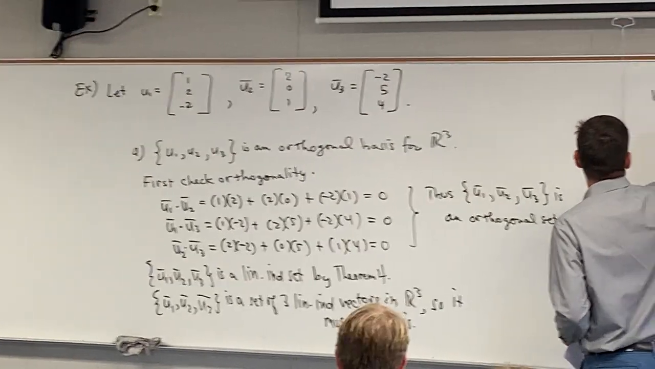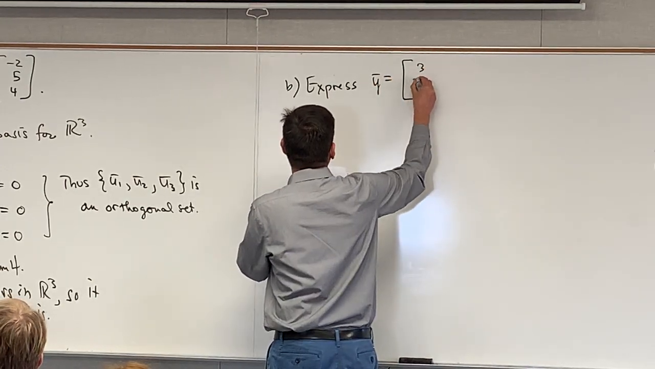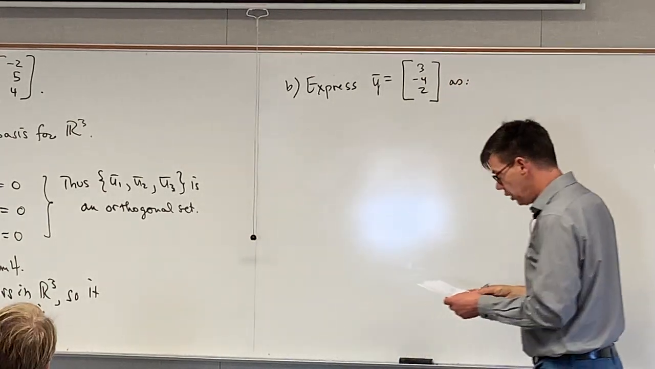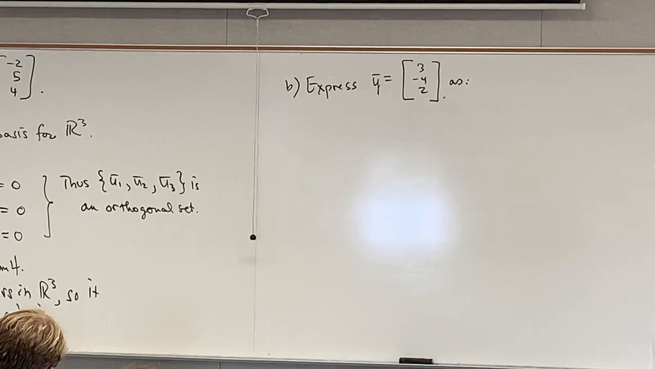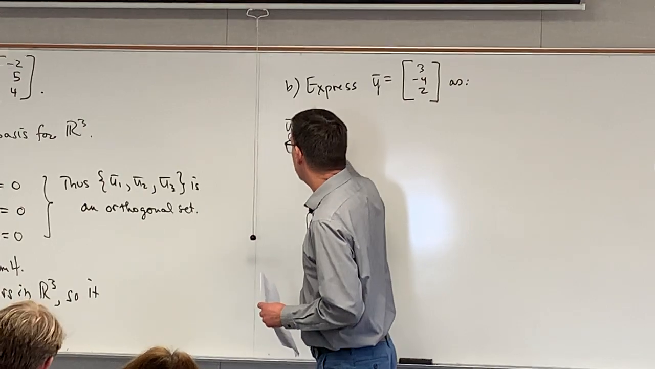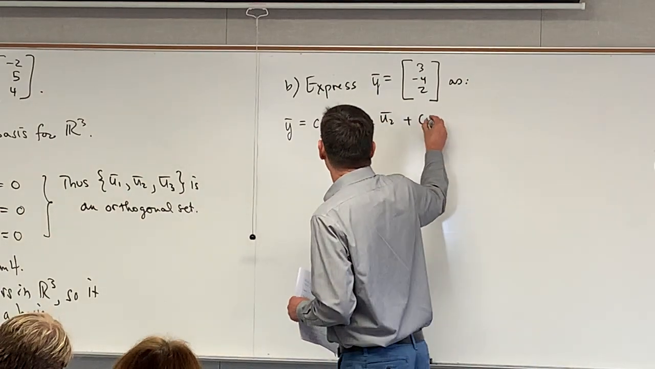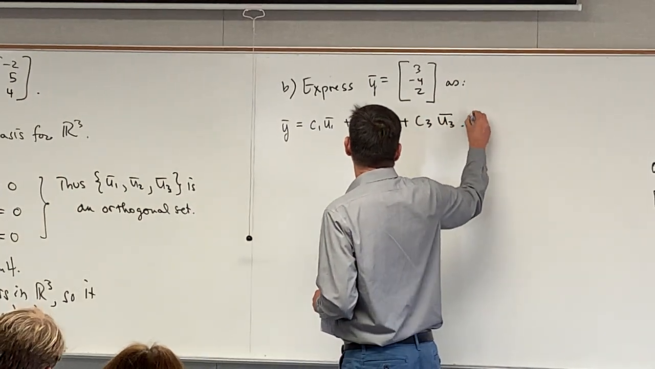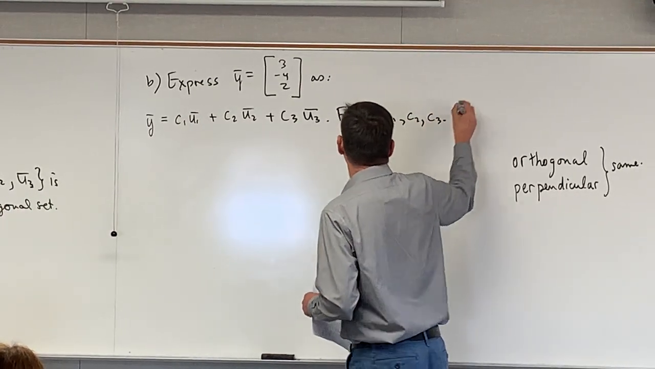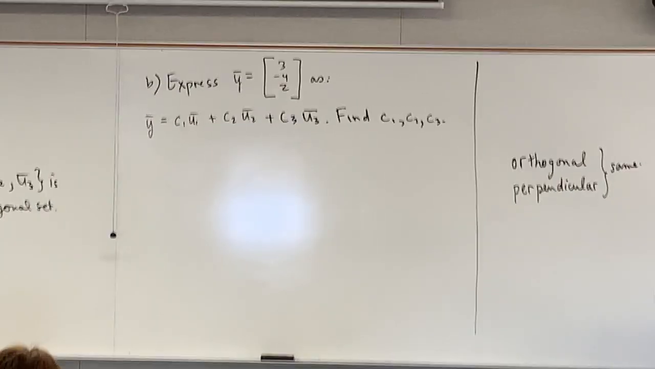So part B is to express y, which is this vector, 3, negative 4, 2, as a linear combination of u1, u2, and u3. That means we want to express y as c1 u1 plus c2 u2 plus c3 u3. We need to find c1, c2, c3, those scalars.